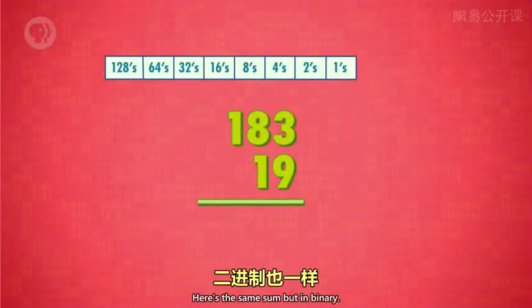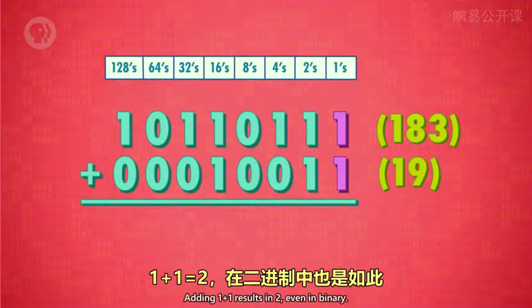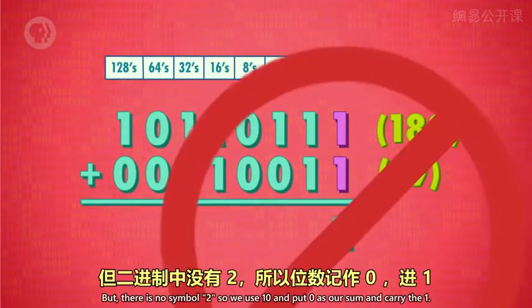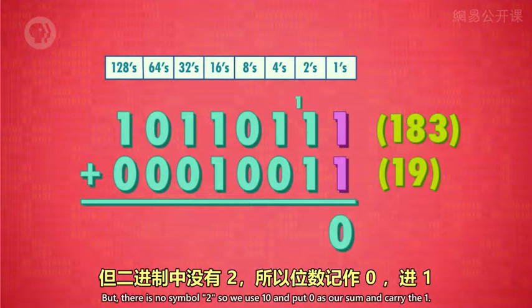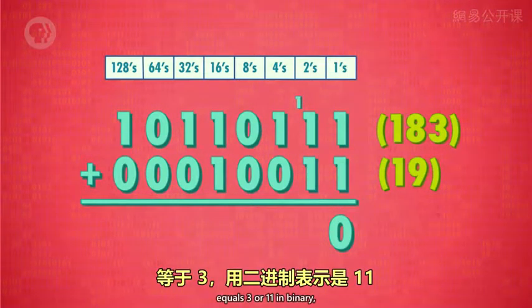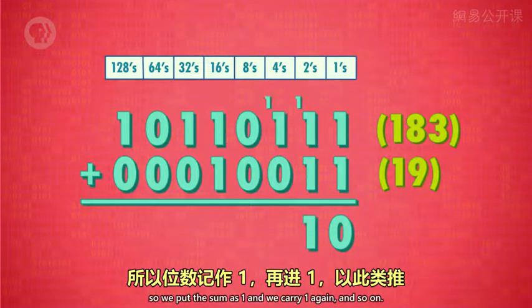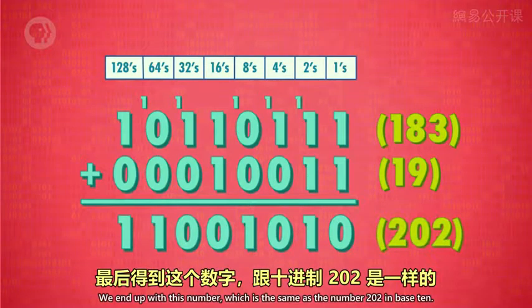Here's the same sum but in binary. Just as before, we start with the ones column. Adding 1 plus 1 results in 2, even in binary. But there's no symbol 2, so we use 1 0 and put 0 as our sum and carry the 1. Just like in our decimal example. 1 plus 1 plus the one carried equals 3, or 1 1 in binary. So we put the sum as 1 and carry 1 again, and so on. We end up with this number, which is the same as the number 202 in base 10.